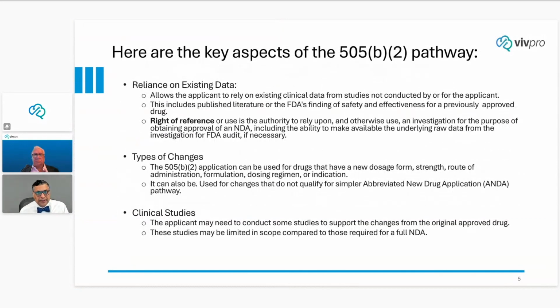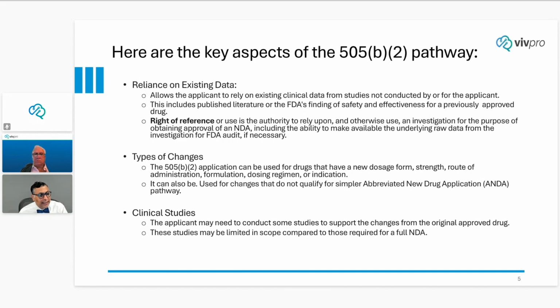Now, here are some key aspects of the 505(b)(2) pathway. Reliance on existing data allows the applicant to rely on existing clinical data from studies not conducted by the applicant. This includes published literature and the FDA's finding of safety and effectiveness for a previously approved drug. You would need a right of reference, or use, which is the authority to rely upon and otherwise use an investigation for the purpose of obtaining approval of an NDA. Meaning, who do you get the right of reference from? You need to get the right of reference from the reference product holder.